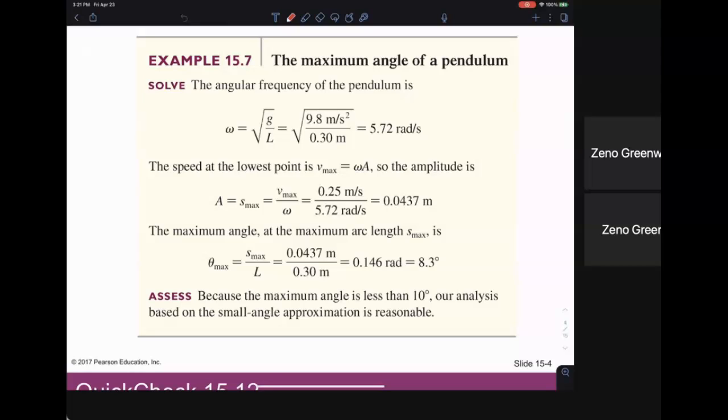The maximum angle at the maximum arc length S max is theta max, equal to S max over L, which is equal to 0.146 radians, or 8.3 degrees. Let's assess. Because the maximum angle is less than 10 degrees, our analysis based on the small angle approximation is reasonable.